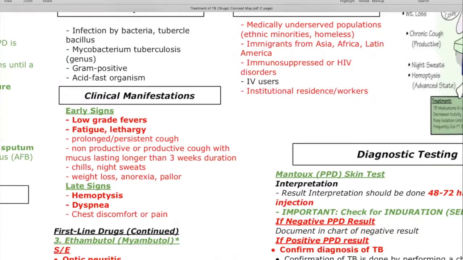Clinical manifestations of tuberculosis. There are 2 phases, right? There's an early stage and there's a late stage. In the early stage of tuberculosis, a patient will have low-grade fevers. They're going to be really tired, so fatigue and lethargy. They're going to be coughing, a prolonged and persistent cough. It could be non-productive or productive with mucus sputum, and this cough will typically last longer than 3 weeks. The patients can also experience chills and night sweats, weight loss, anorexia and pallor.